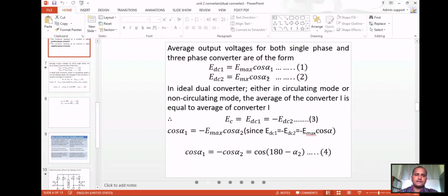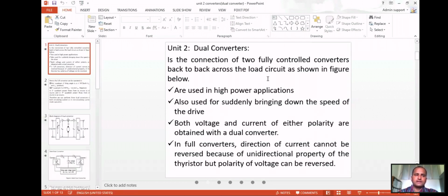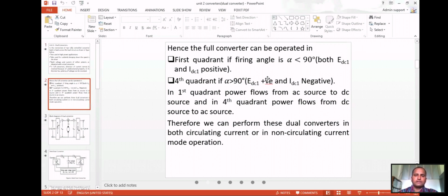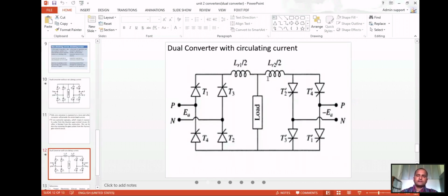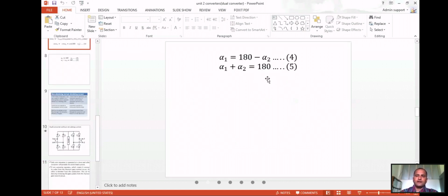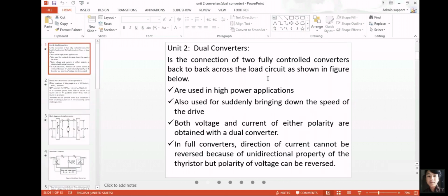This is what we have in the second unit. All these dual converters, half controlled converters, and full converters are what we need to study in the second unit, in rectifiers. Then, the dual converter.